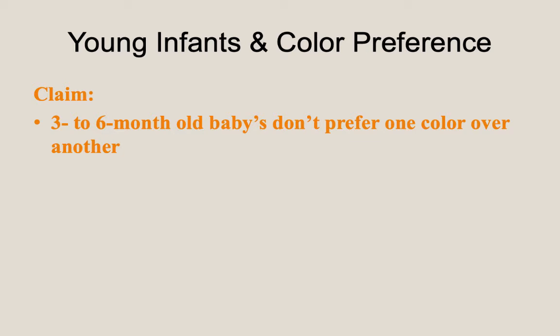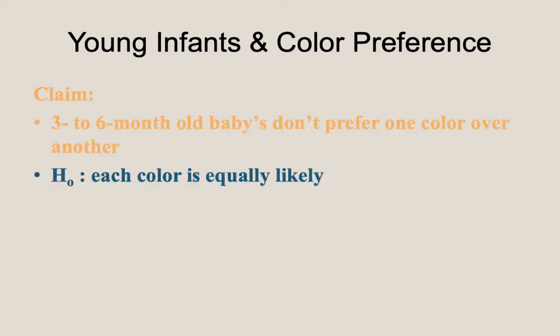Well, if there are 4 options and there is no preference, then it should be an even split. A quarter, a quarter, a quarter, and a quarter. So by random chance, 1/4 of the babies tested would probably look at each of the different blocks. To convert this to a mathematical representation, we would say that each color is equally likely to be chosen. Thus, the proportion of babies looking at the green block is the same as the proportion looking at the blue block, is the same as the proportion looking at the red block, and in turn is the same as the proportion looking at the yellow block.